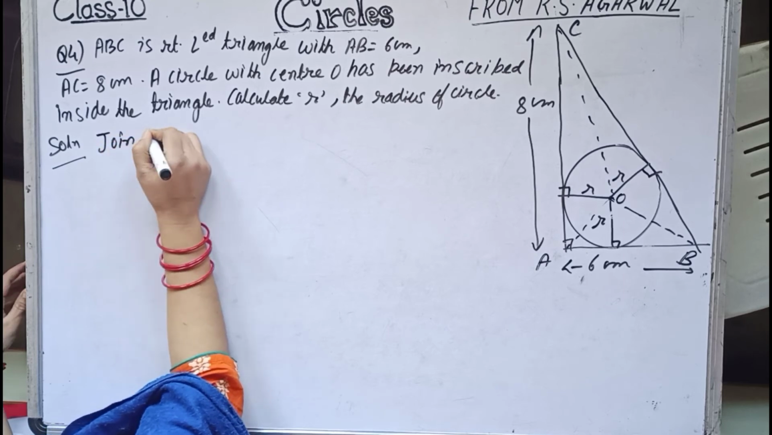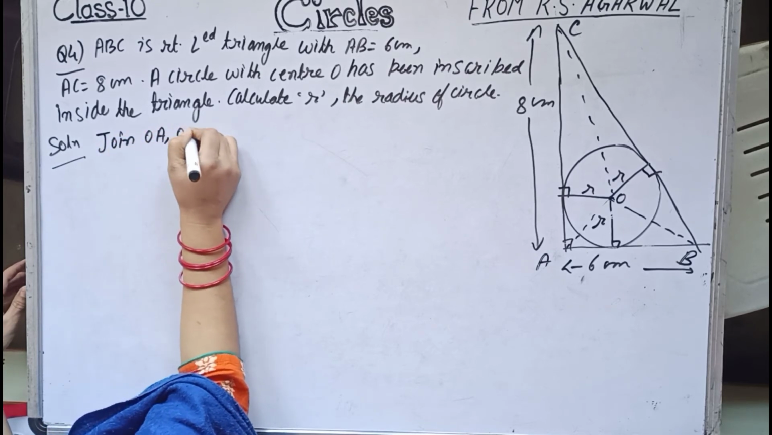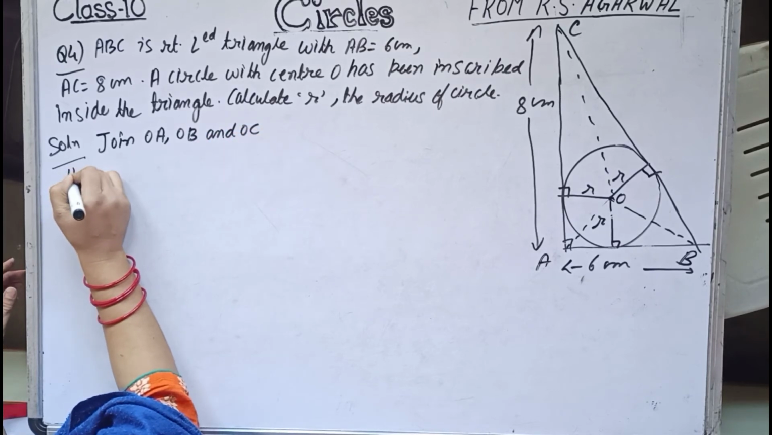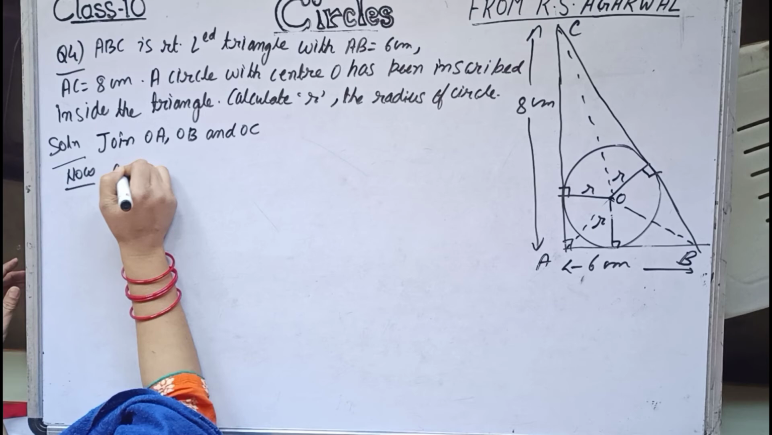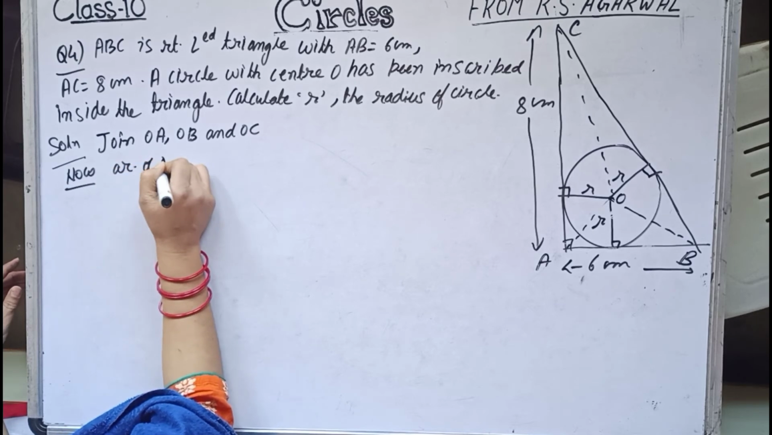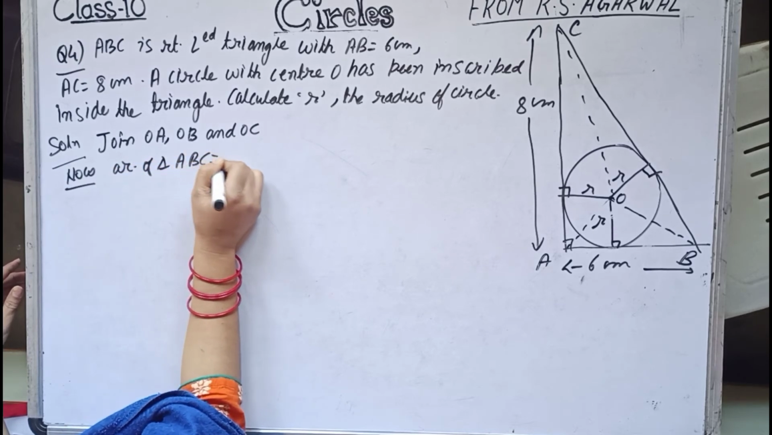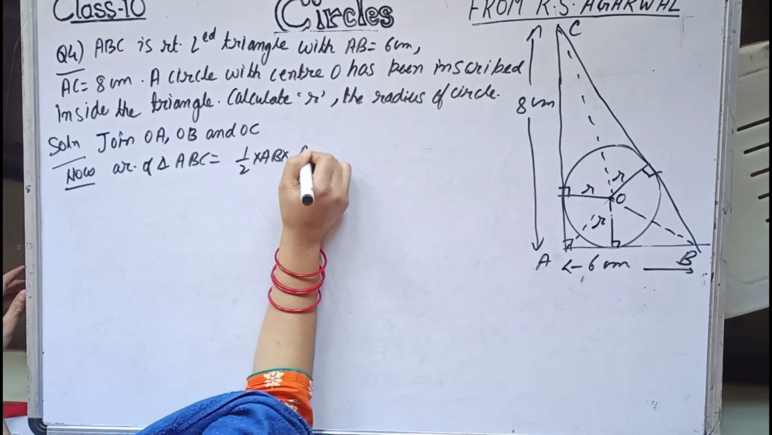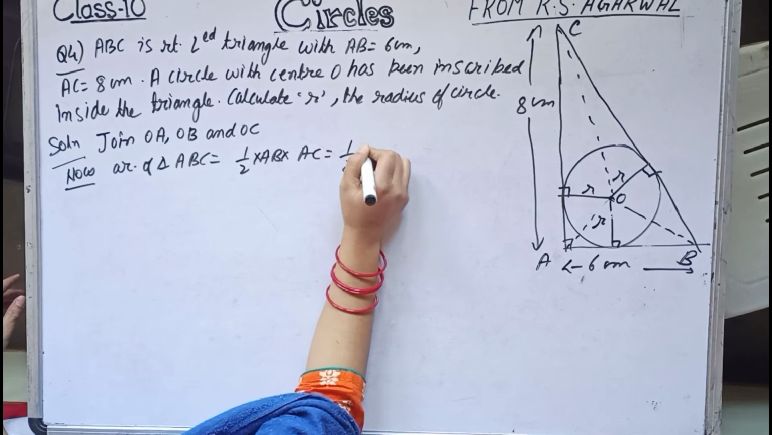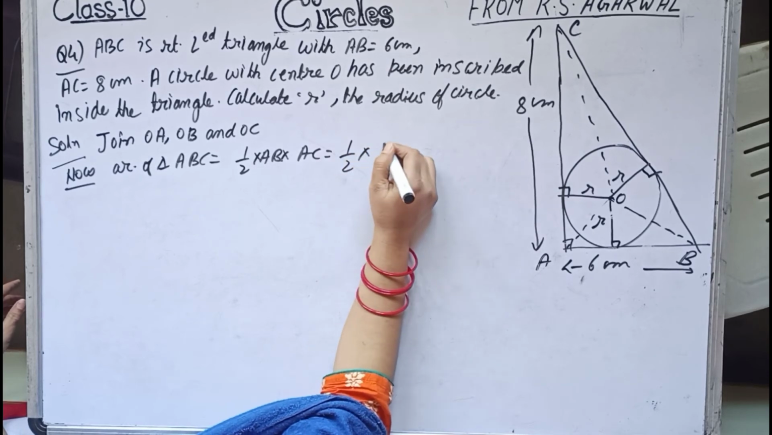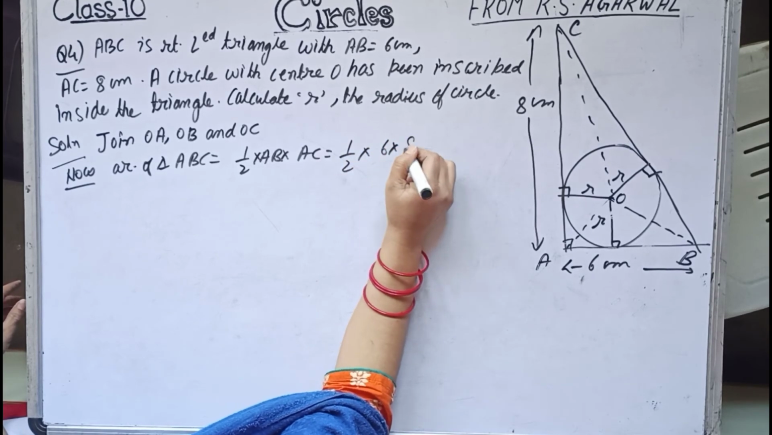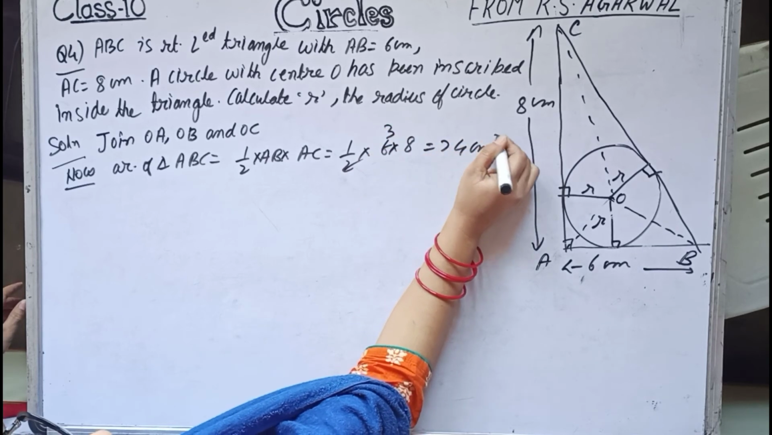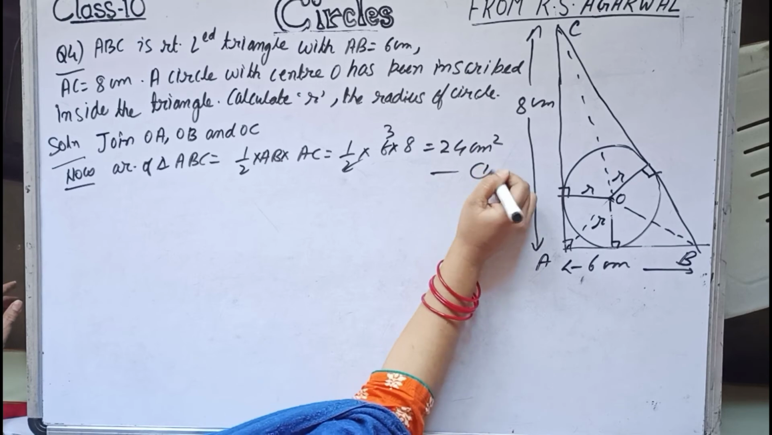Join OA, OB and OC. Now area of triangle ABC is equal to half into AB into AC. All the given part I haven't written, children. Remember to write. AB is 6 and AC is 8, equals to 24 centimeter square. Let us make it equation number 1.